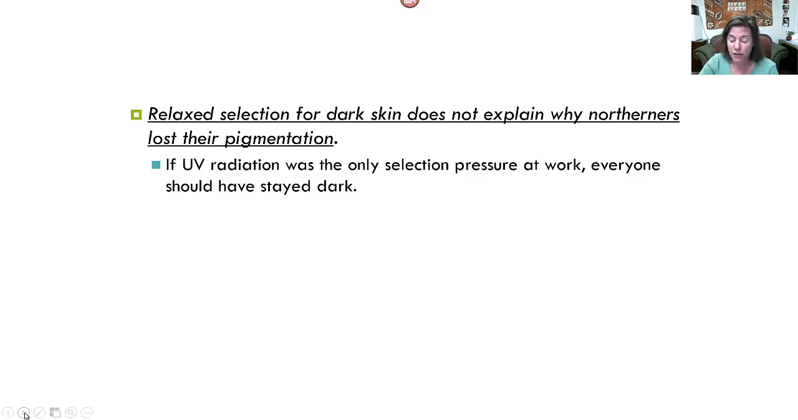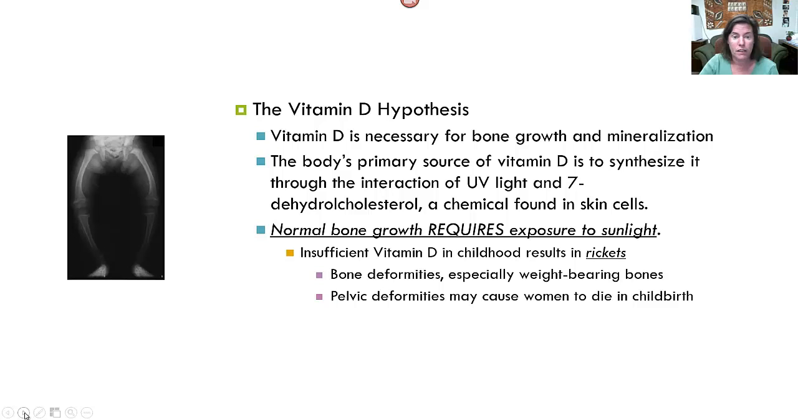More than likely, another factor, the need for adequate amounts of vitamin D, was also critical. The vitamin D hypothesis offers the following explanation. Vitamin D is a mineral that plays a vital role in the mineralization and normal growth of bone during both infancy and childhood. The body's primary source of vitamin D is to synthesize it through the interaction of ultraviolet light and a cholesterol substance that's found in our skin cells. So if normal bone growth is to occur, adequate sunlight is essential.